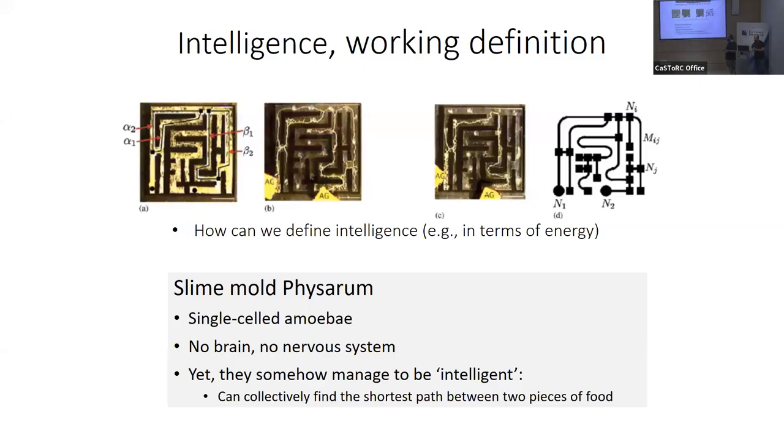For example, if you put a slime mold in a maze, then the slime molds join together and they find shortest paths between their locations and food. So in principle, we can say that this is an intelligent behavior, and the interesting thing is that there is no nervous system. It's just intelligent behavior that emerges. And for intelligence, we can use a working definition: if I have a problem and I find a solution that uses minimal energy, then my solution is probably intelligent. But in any case, this is a parenthesis.